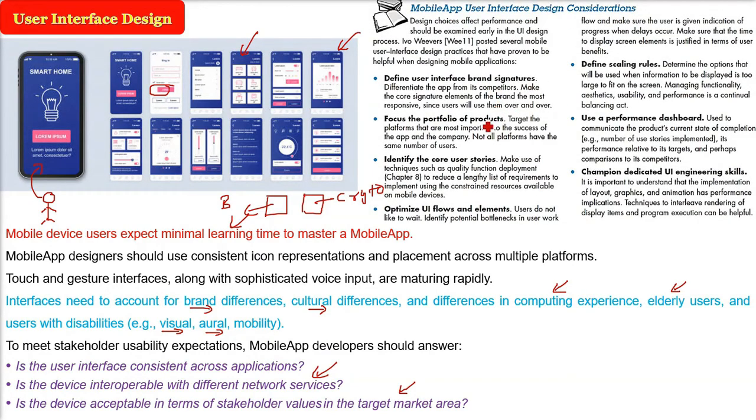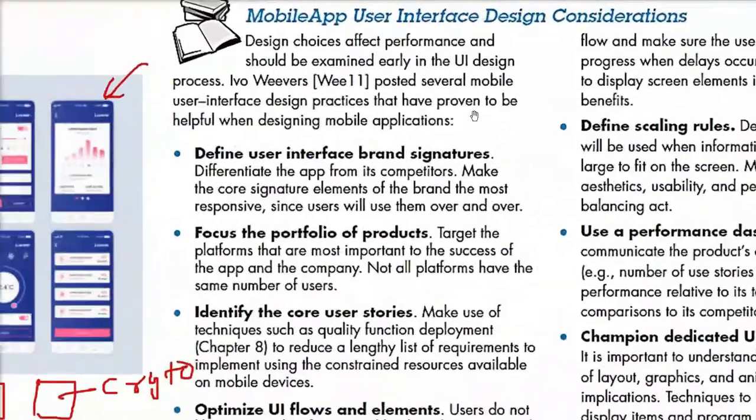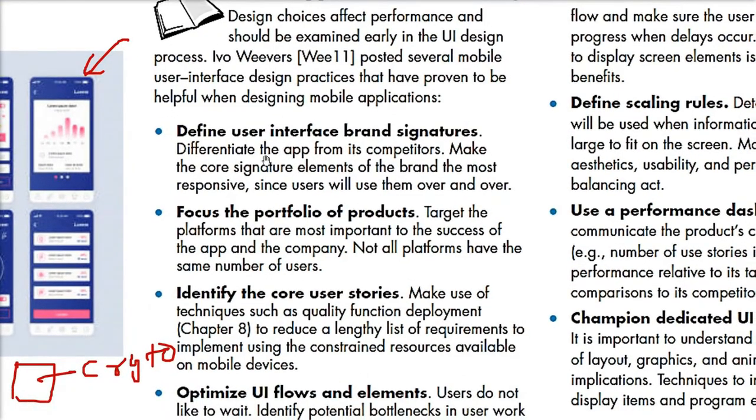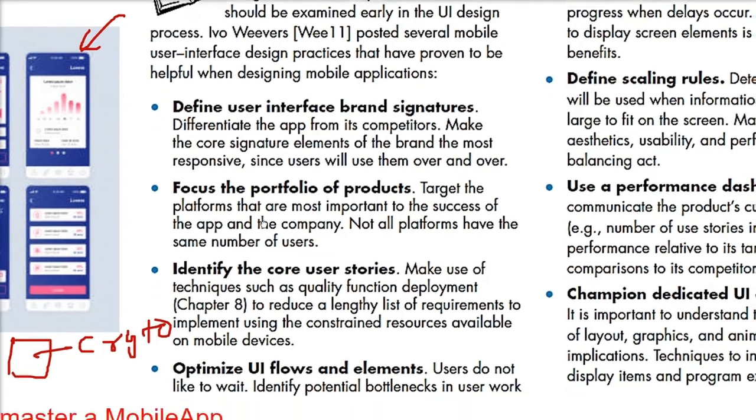So when a mobile user is using a user interface, as a developer there are certain design considerations. Here we see IO viewers. They said there are certain practices we have to follow. Define a user interface brand signature. That is, you have to make an application which is different from the competitors. You need to have certain core elements in them. It should be responsive, since the user would want to come to you if you provide this.